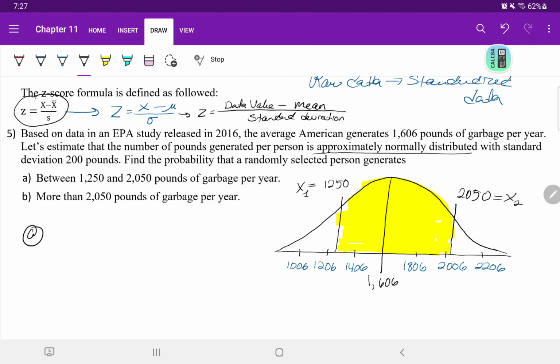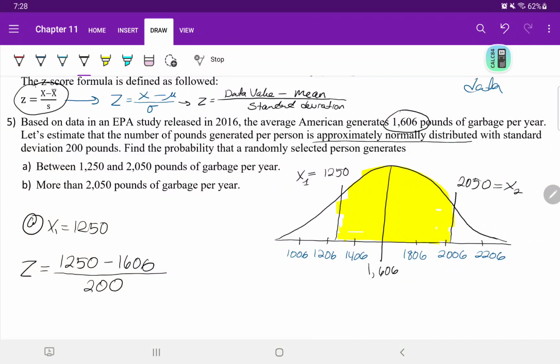So let's convert 1,250 pounds into a z-score. Z is equal to that data value under examination, 1,250, minus the mean. The mean, which is the average, is 1,606, divided by the standard deviation of 200 pounds. And remember, we want to round our z-score to two numbers after the decimal.